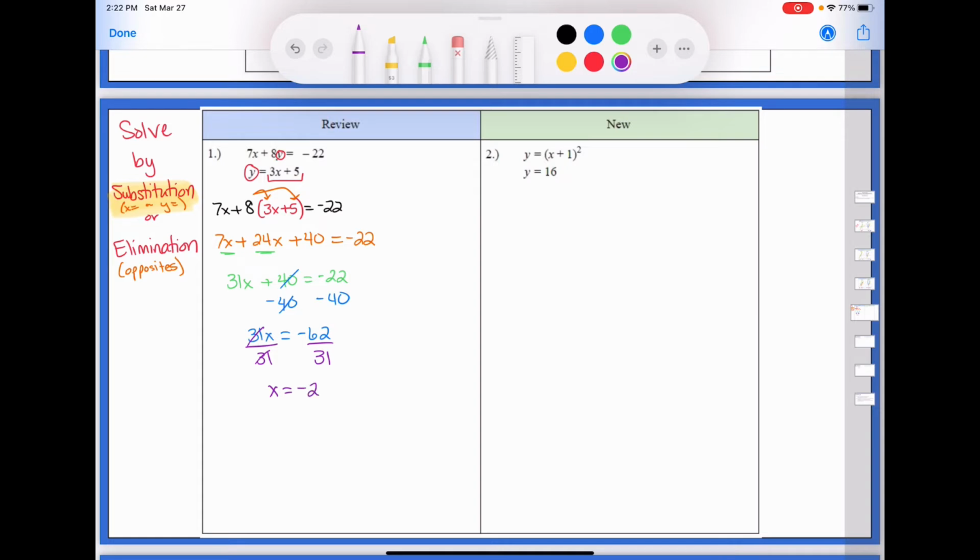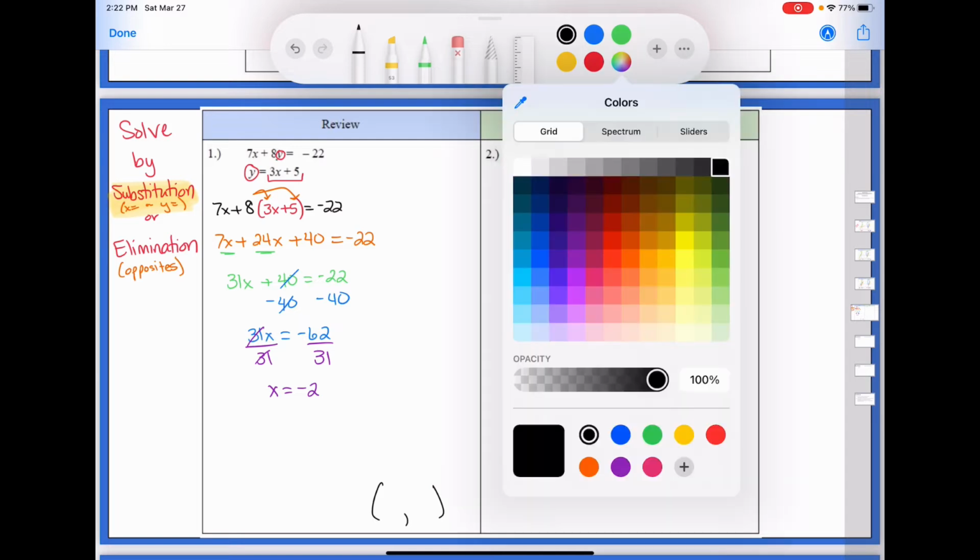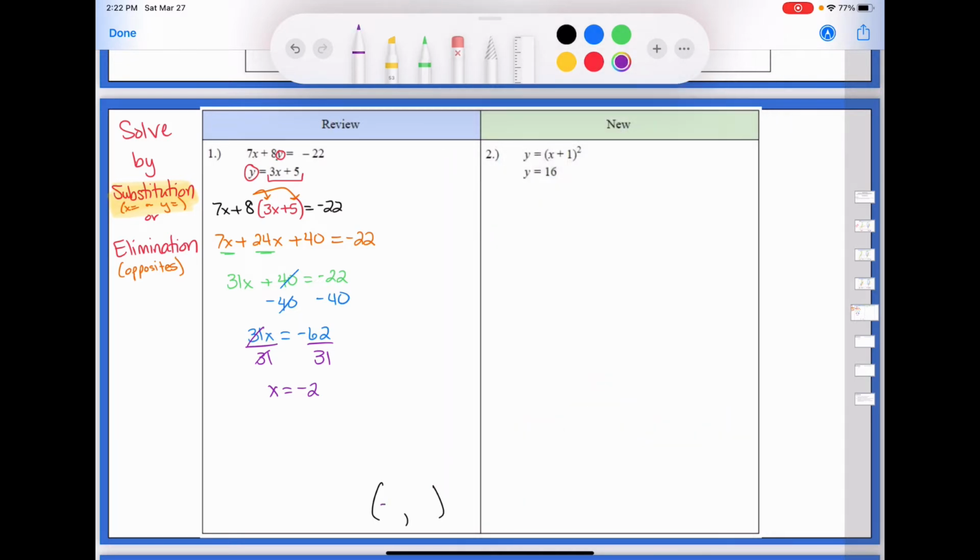Now remember, I'm looking for the point where they intersect, right? So my answer is a point. I have just solved for x, so I put that negative 2 in the x spot, but I'm not finished, right? I need to solve for y. Hopefully you remember that you can pick either one of those two equations because this point should work in both of them. And plug in the x to solve for y.